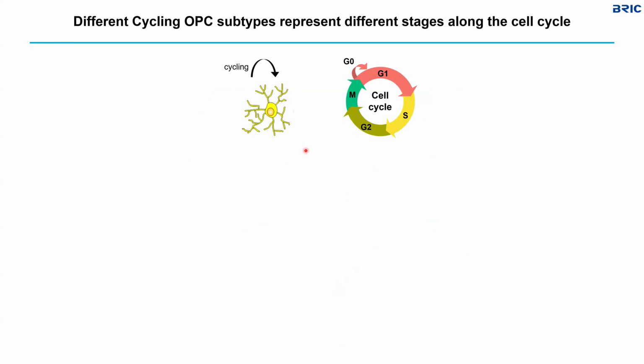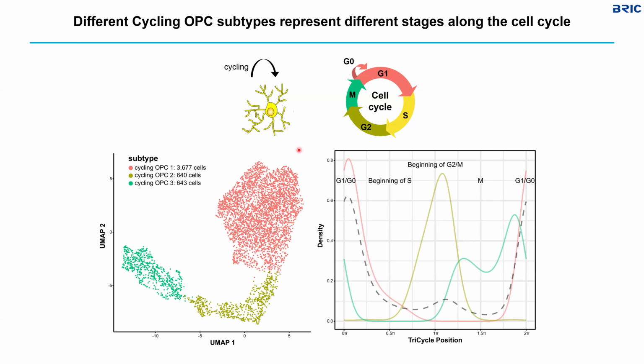So what we found using some bioinformatic approaches, here I use tricycle, I found that the different cycling OPC populations actually occupy different stages along the cell cycle. So here is the typical cell cycle stages: G0, G1 phase over to S phase to G2 phase to the mitotic M phase. And you can see that in the population of cycling OPCs that I was able to recover, I have a large population of cycling OPCs, which are predicted to be in that G1, G0 phase in cell cycle.